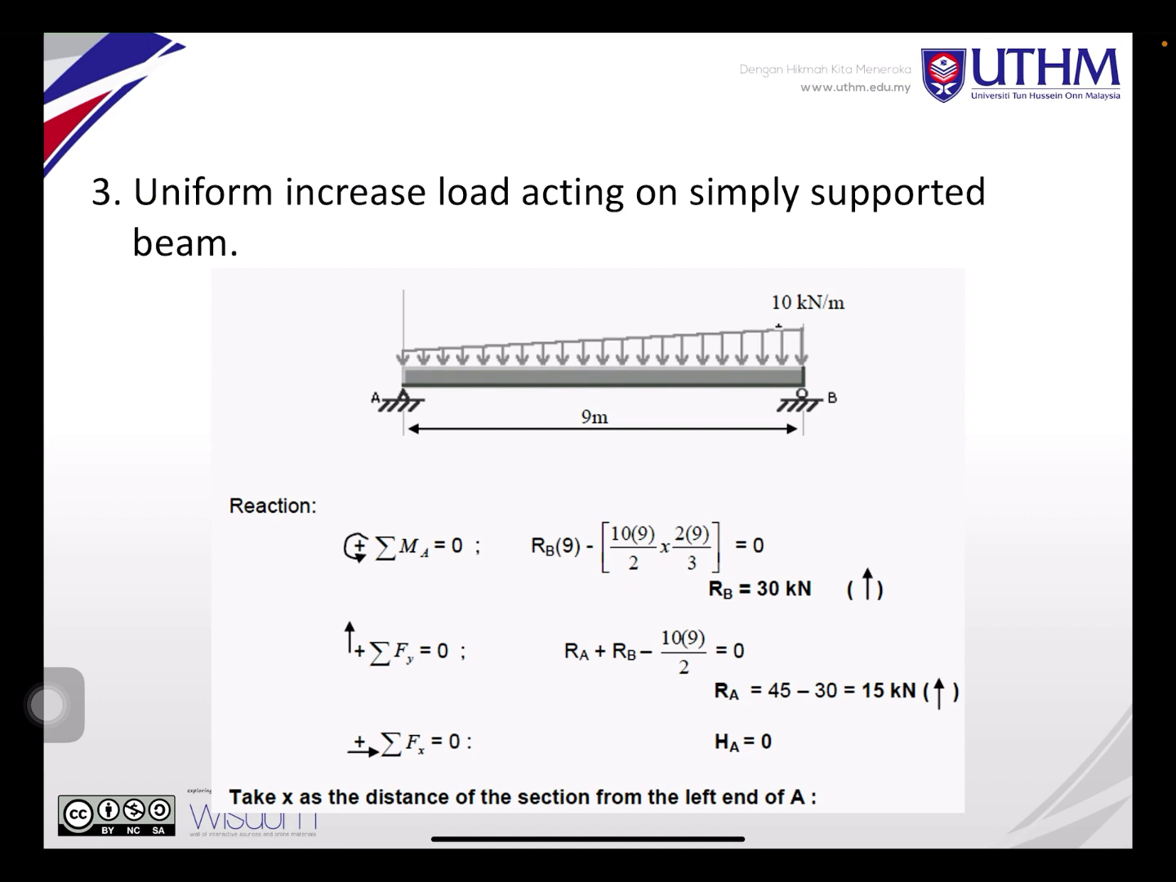Both are correct. Next, a uniform increasing load acting on a simply supported beam. You can see this is a triangular shape. You calculate the sum of moments at A, Fy, and Fx equal to 0. Then you will get RB, RA, and HA equal to 0. How to obtain this, you have learned in statics and dynamics before. You can also recalculate based on this equation. I will focus on the shear force and bending moment diagram.